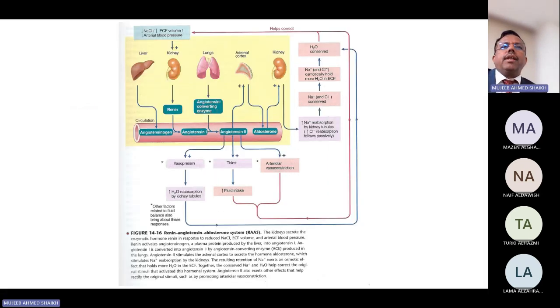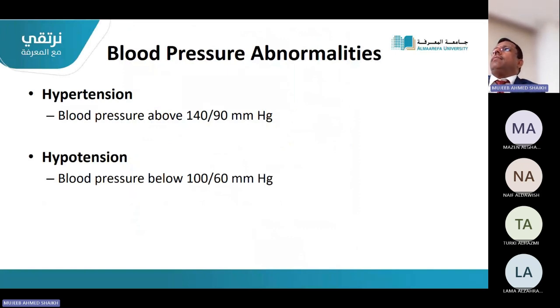If the blood pressure is not regulated, then either it will increase or it will decrease. Either it will cause hypertension, that is an increase in the blood pressure. We should know the normal range. Normal range for systolic blood pressure is between 100 to 140. If more than 140 systolic, we call it hypertension. Similarly, the diastolic range is between 60 to 90. Anything more than 90, we call an increase in blood pressure or hypertension.